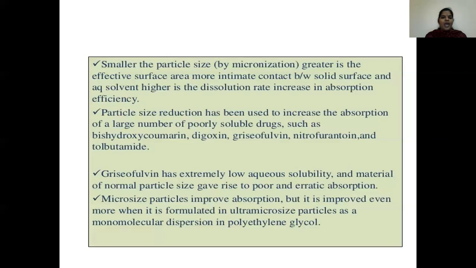Griseofulvin has extremely low aqueous solubility, and material of normal particle size gives rise to poor and erratic absorption. So micro-sized particles improve the absorption. That's what I am telling. But it is improved even more when it is formulated in ultra-micron size particles as a monomolecular dispersion in polyethylene glycol as a solvent for griseofulvin. What is our main aim? To reach maximum absorption rate. The poorly aqueous soluble drugs have a low absorption rate, so you can increase their absorption by decreasing the particle size.